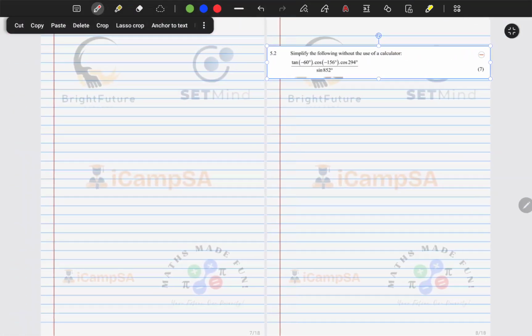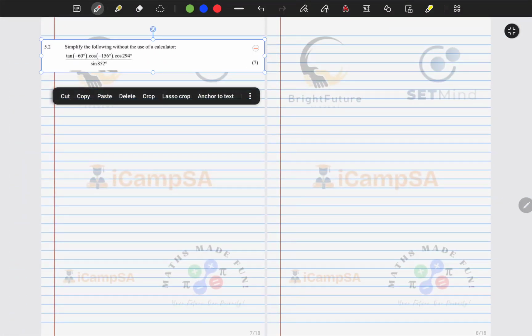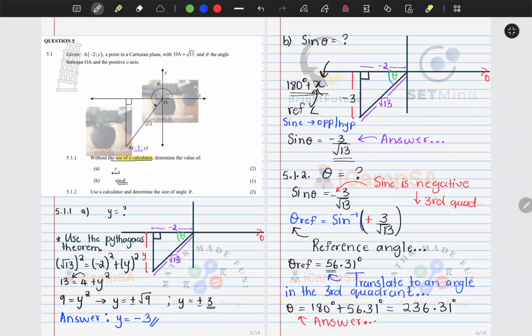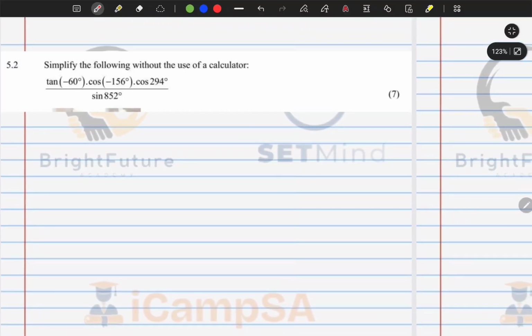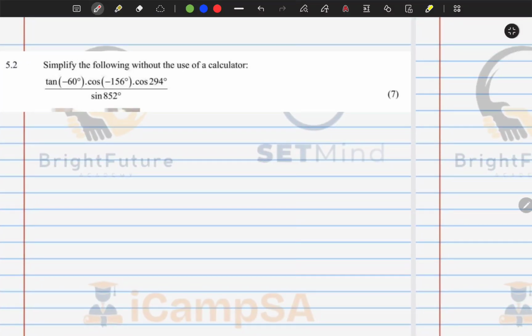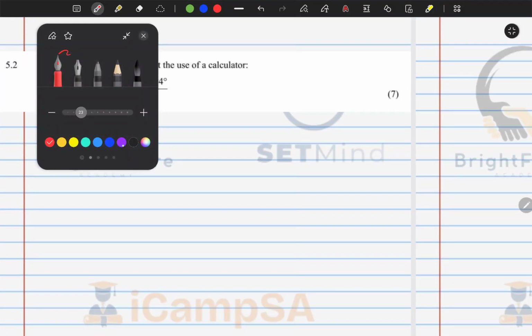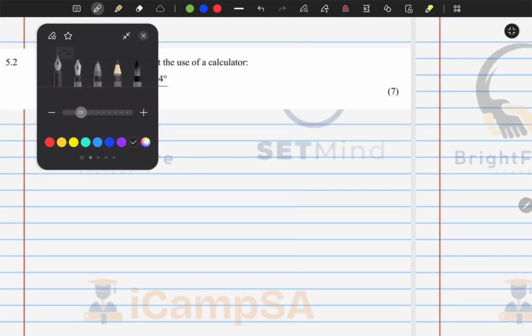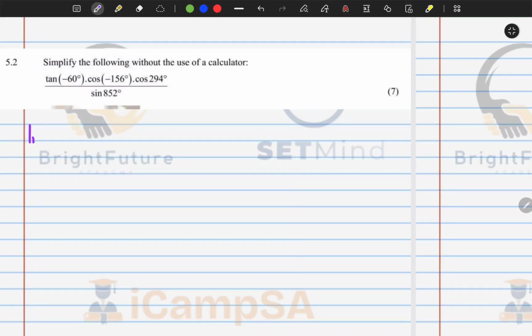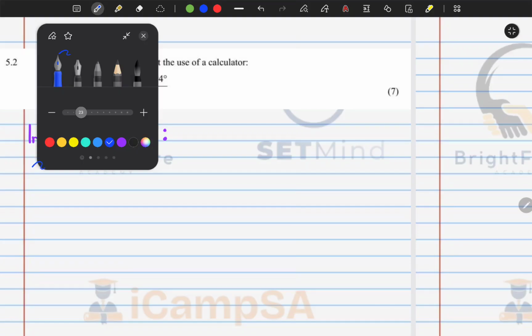So let's just move it to this page. So we're looking at 5.2, where we are required to simplify without using a calculator. This should be very easy for you guys, but there's a couple of things that we need to note. So I'll start by quickly making some important notes, and then we go ahead and have a look at what is happening.